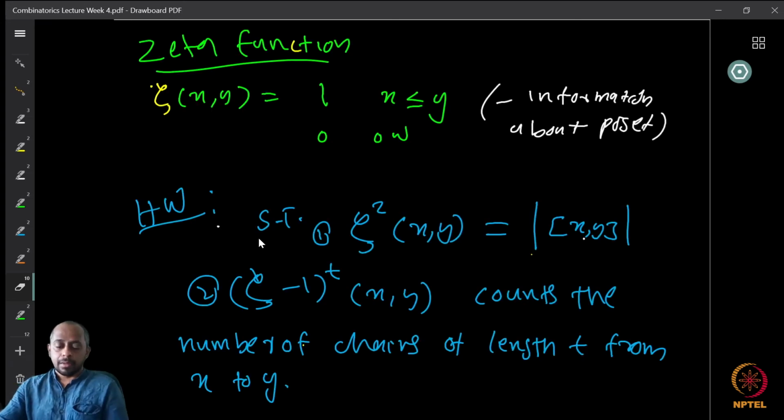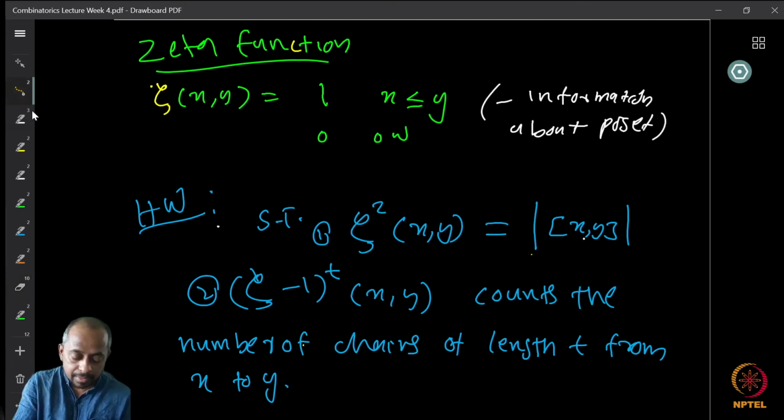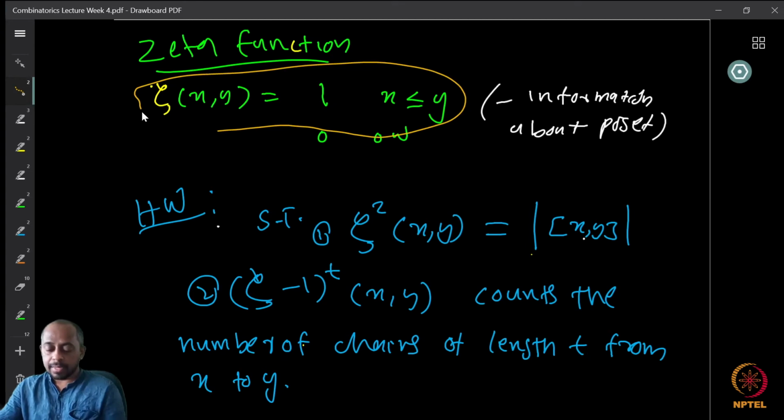Now we define one more function. We already defined the delta function, and now we are going to define another function, the zeta function. The zeta function of a poset is defined as follows: zeta of x comma y is equal to 1 whenever x is less than or equal to y, and it is 0 otherwise.